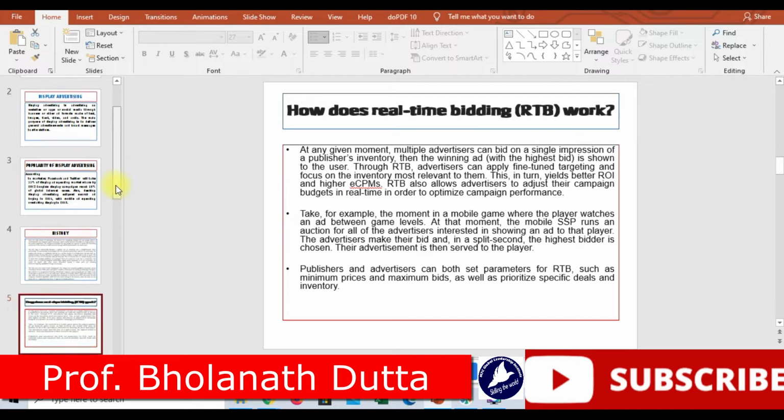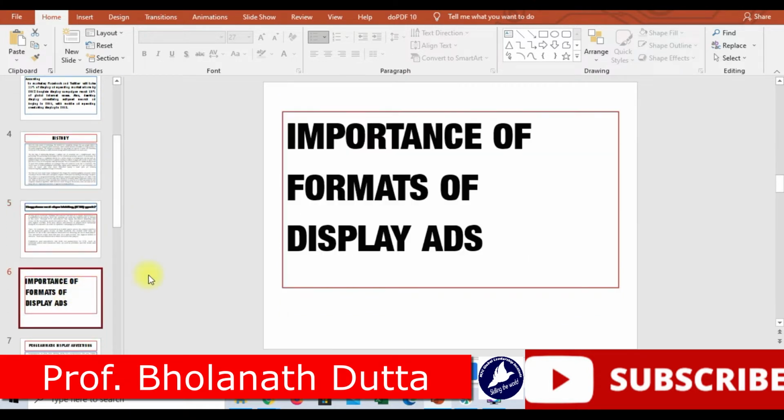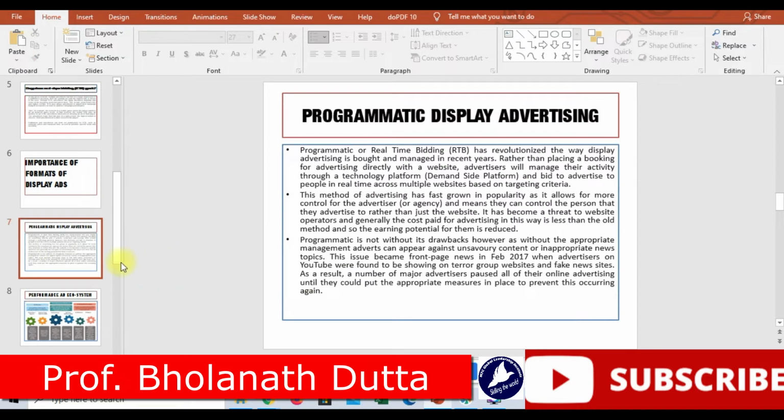Now we'll discuss in detail exactly the importance of formats of display ad, how it works out. Programmatic display advertising is done through a program known as real-time bidding. This method of advertising has grown fast in popularity as it allows more control for the advertisers, or agency, anyone, and means they can control the person that they advertise to rather than just the website, right?